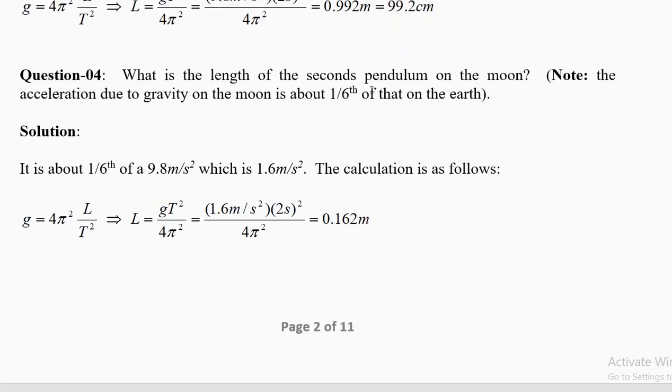What is the length of the second pendulum on the moon? Now, on moon, the gravity is 1.6 meters per second square. The acceleration due to gravity, I should say. So, g equal to 4 pi square L over T square, L equal to g T square by 4 pi square. Now, the period of the pendulum is 2 seconds. So 1.6 into 2 square over pi square, you will get 0.162 meters.